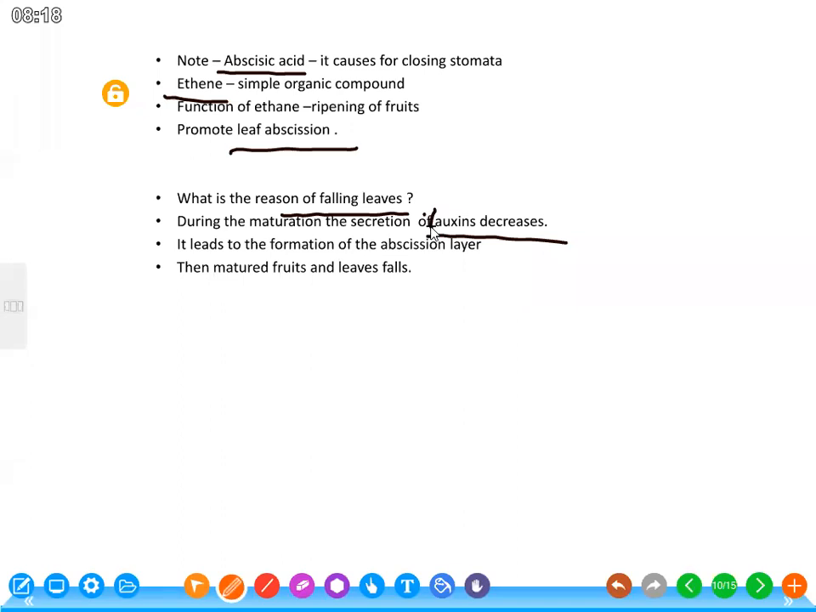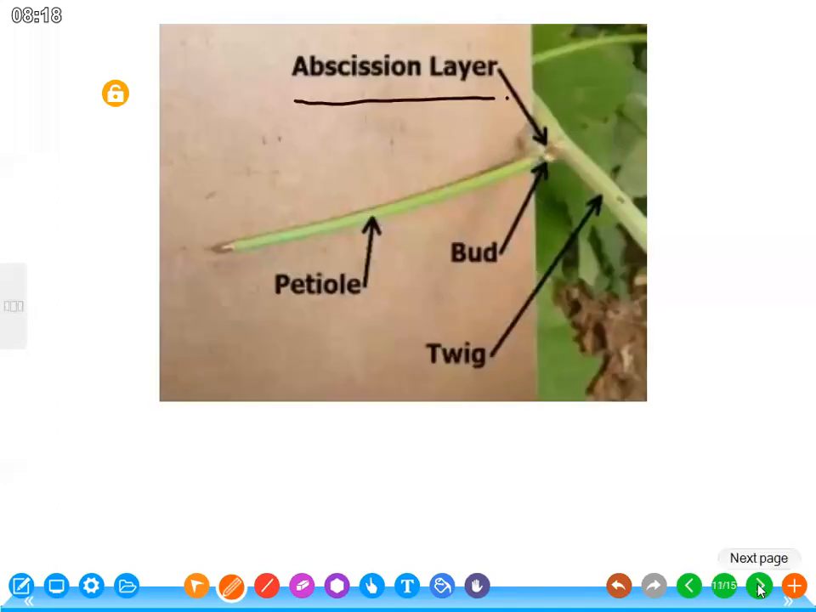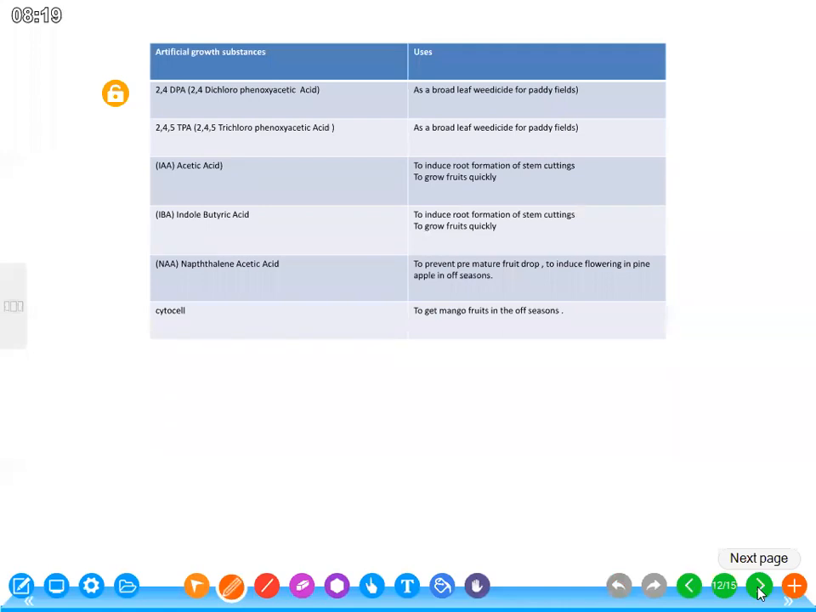Did you understand? Okay. Here you observe the abscission layer. Normally, this layer occurs at the base of the petiole. Right.